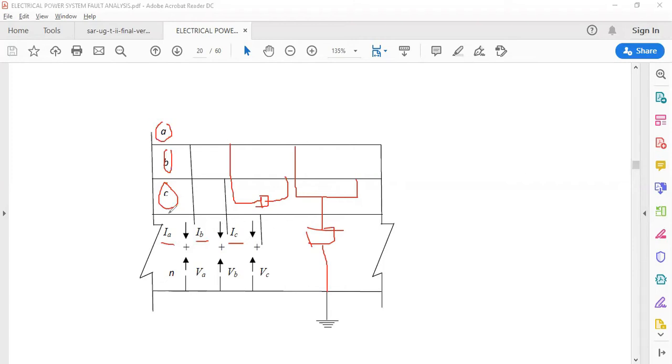Now, whenever there is a fault, for example, between phase A and neutral, that is a single line to ground fault.